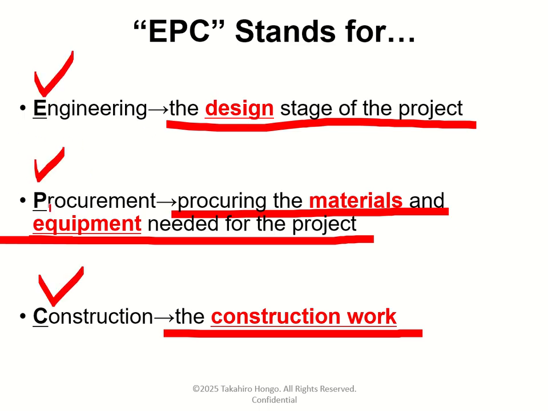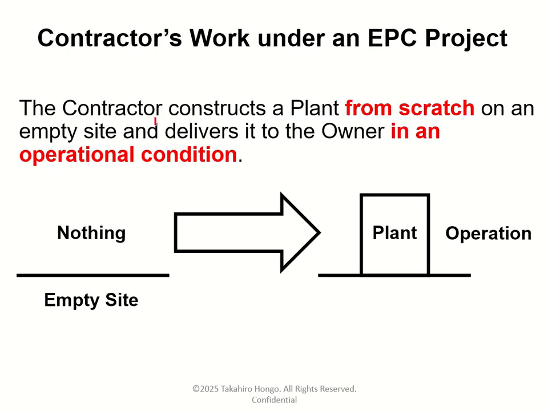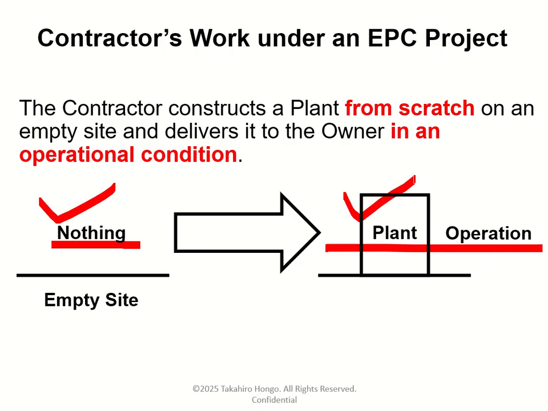Engineering, Procurement, and Construction. Next, the contractor constructs the plant from scratch on an empty site and delivers it to the owner in an operational condition. So, please look at this picture. Simply put, from nothing to an operational plant. This is the contractor's work under EPC projects.